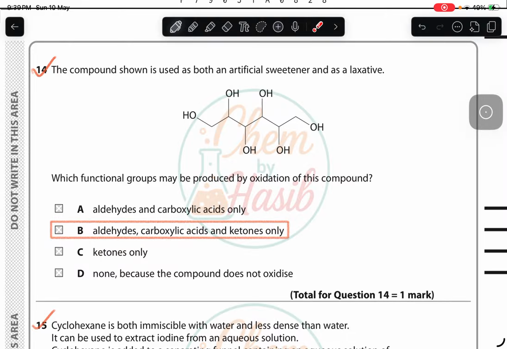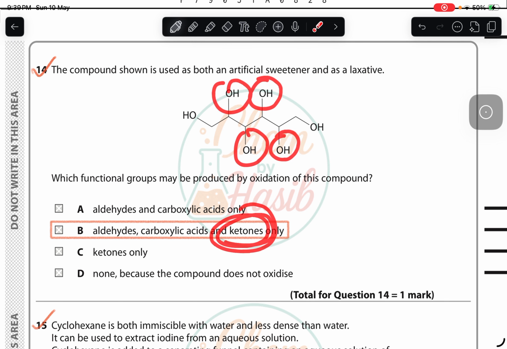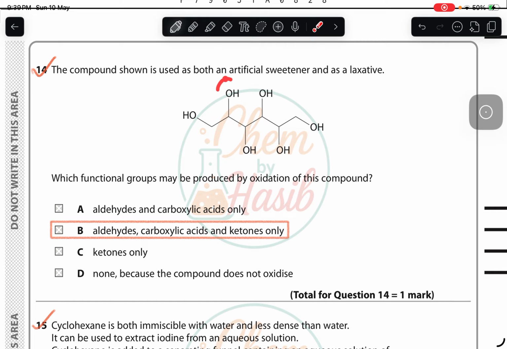And the other alcohols that you see here are secondary alcohols. The oxidation of secondary alcohols will produce a ketone. So the answer will be B: aldehydes, carboxylic acids, and ketones.